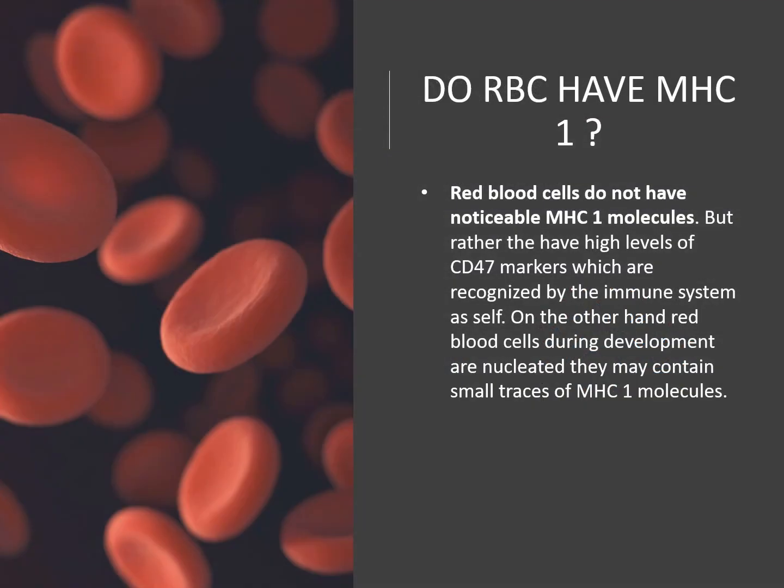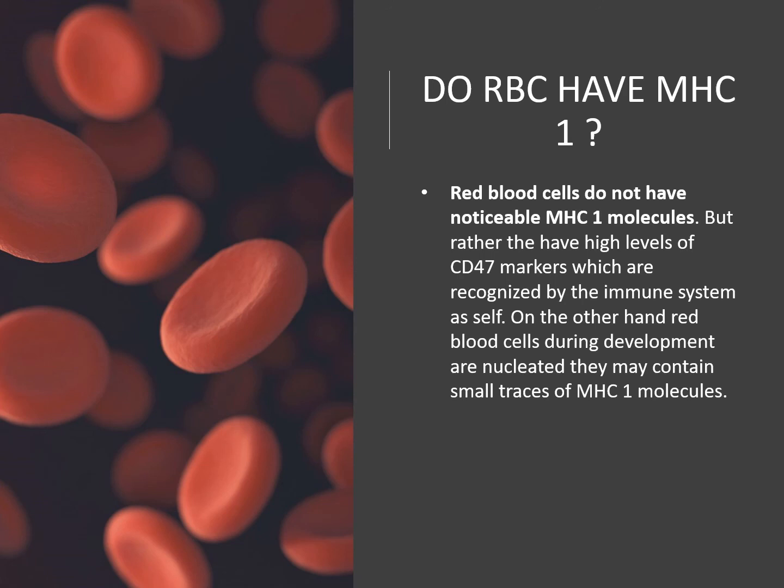So, do RBCs have MHC1? As we have discussed earlier, the MHC type 1 complex is present only in nucleated cells, but the RBCs don't have a nucleus, right? Mature RBCs don't have a nucleus. So how are they ignored by our T cells, or specifically speaking, the cytotoxic T cell or killer T cell?